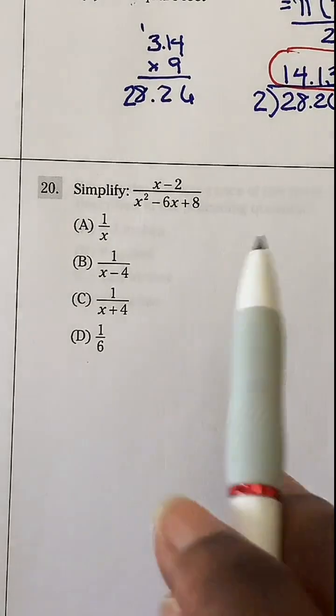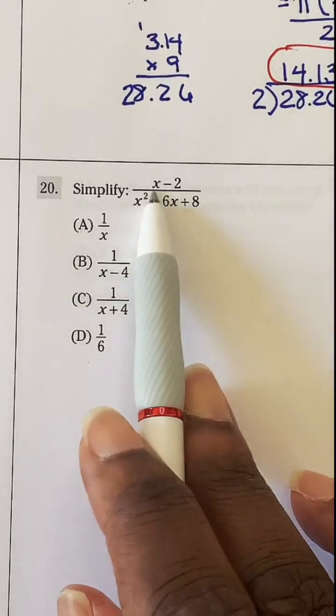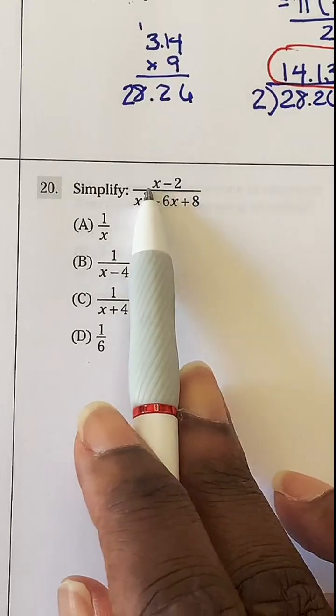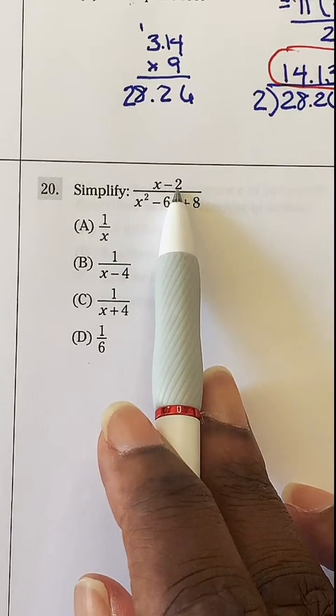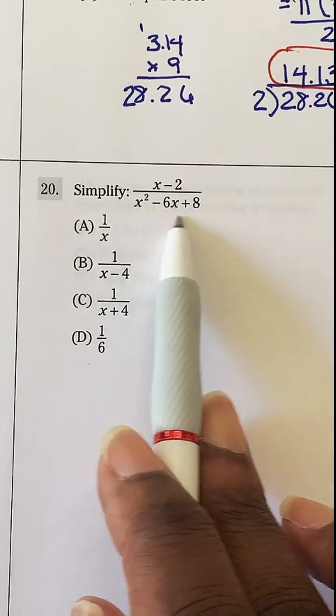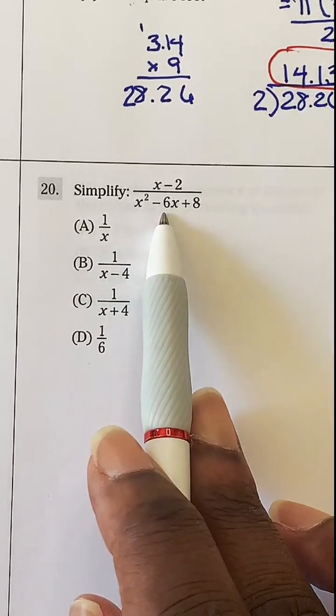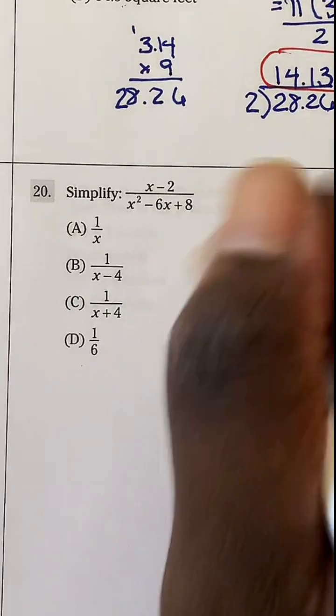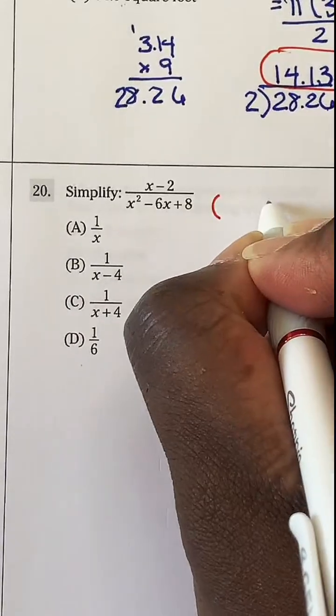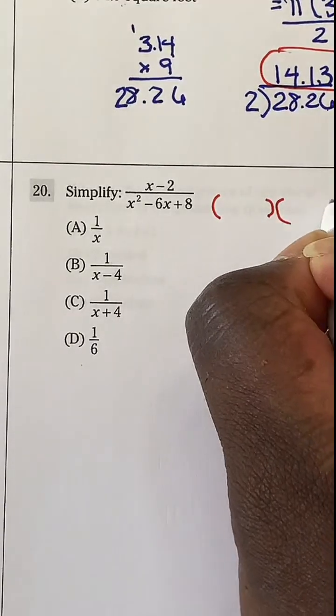All right. So taking a look, we have x minus 2. And this is what's called a linear factor. Can't break it down any further. But our denominator, we have x squared minus 6x plus 8. This can be factored, and it can be factored into 2 parentheses.